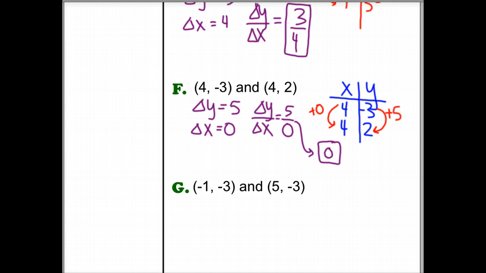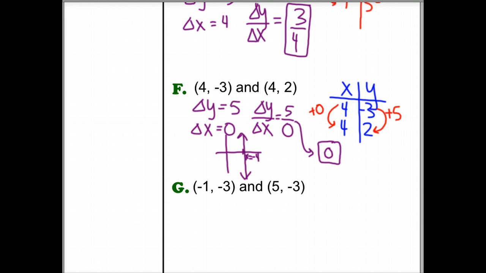What that means is we have a constant x value, so our x is always equal to 4. So this point right here is at x equals 4. Our y values are changing, but our x values are not. So we are having a vertical line here.